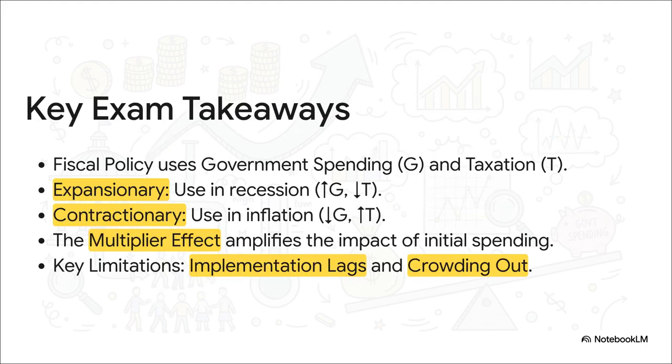So let's just boil this all down to the key exam takeaways. 1. Fiscal policy uses government spending and taxation. 2. In a recession, you go expansionary. That's more spending, lower taxes. 3. When inflation is high, you go contractionary. Less spending, higher taxes. 4. The multiplier effect juices up these actions, making them bigger. And 5, and this is crucial, always remember the big limitations, those time lags and the risk of crowding out.